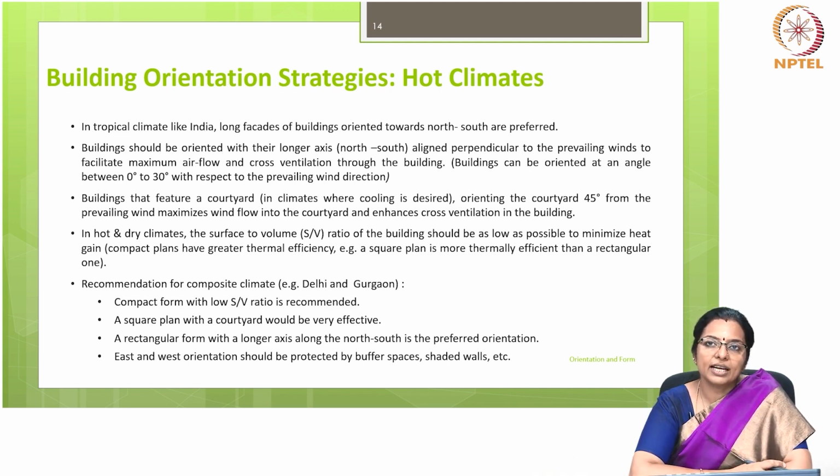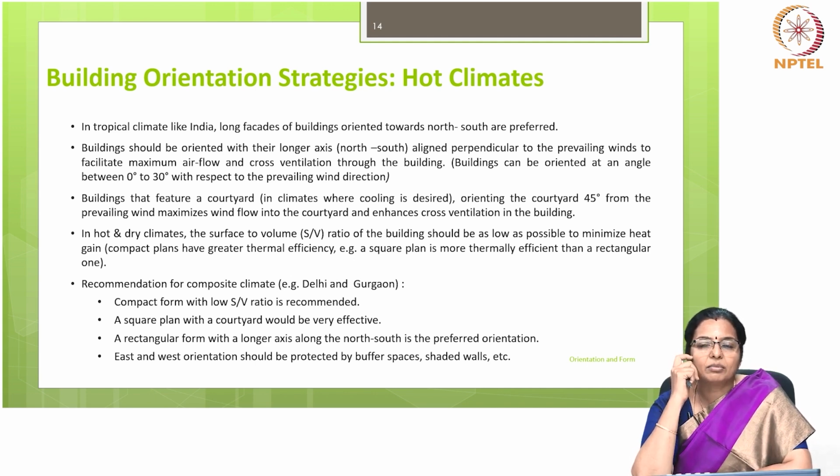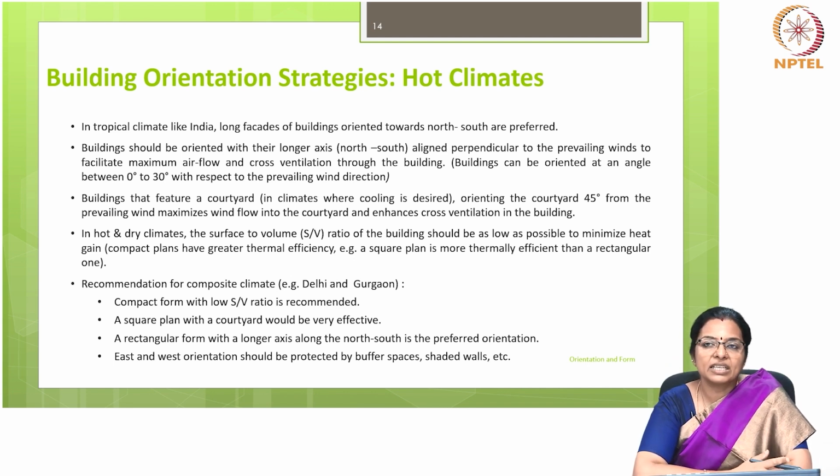By reducing heat gain through thoughtful building forms, occupants can enjoy more comfortable indoor temperatures without excessive reliance on air conditioning. For composite climates, say like Delhi or Gurgaon, a combination of strategies is recommended for optimal building performance. This includes adopting a compact form with a low surface to volume ratio, incorporating a square form with a courtyard for enhanced cooling and ventilation, and orienting the building with its longer axis along the north-south direction to minimize direct sunlight exposure on east and west facades.